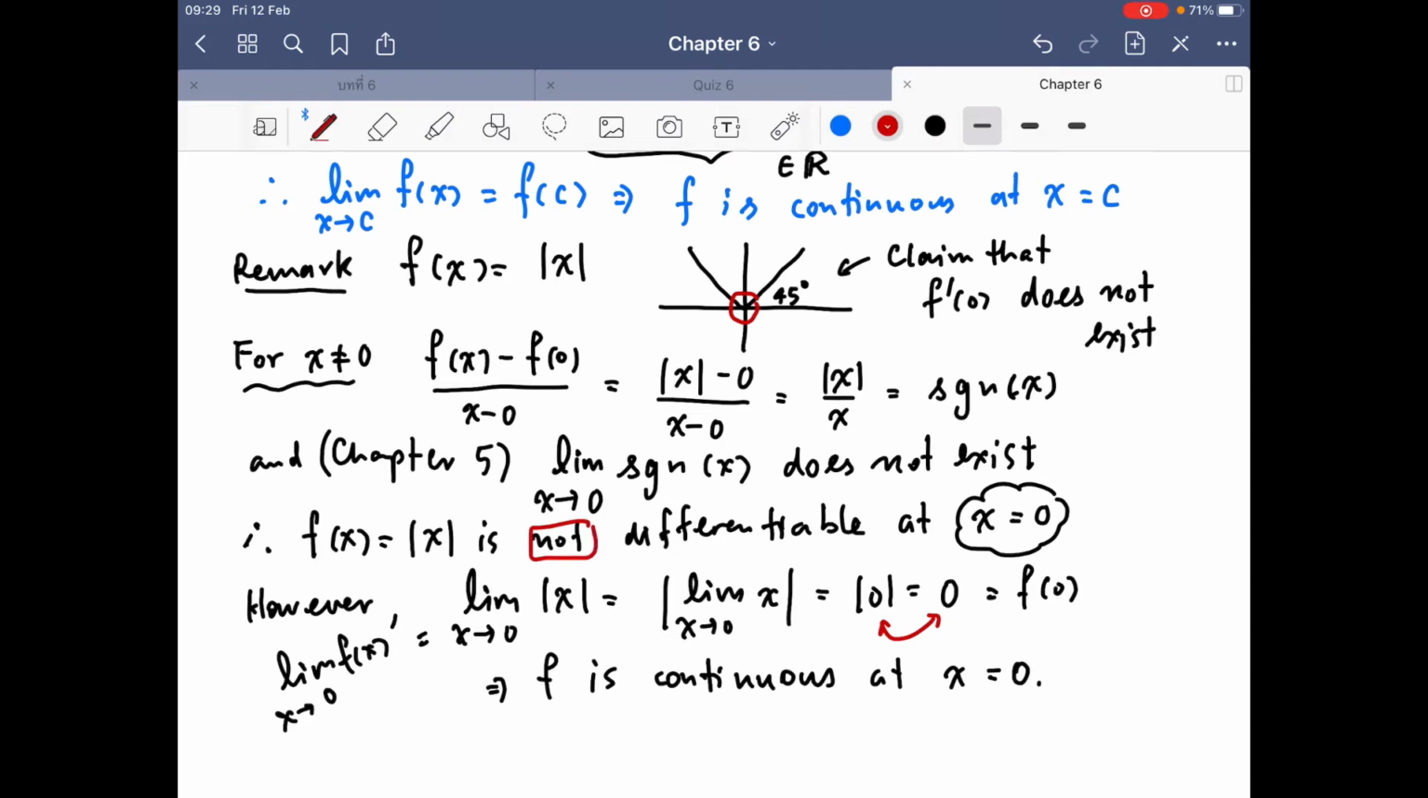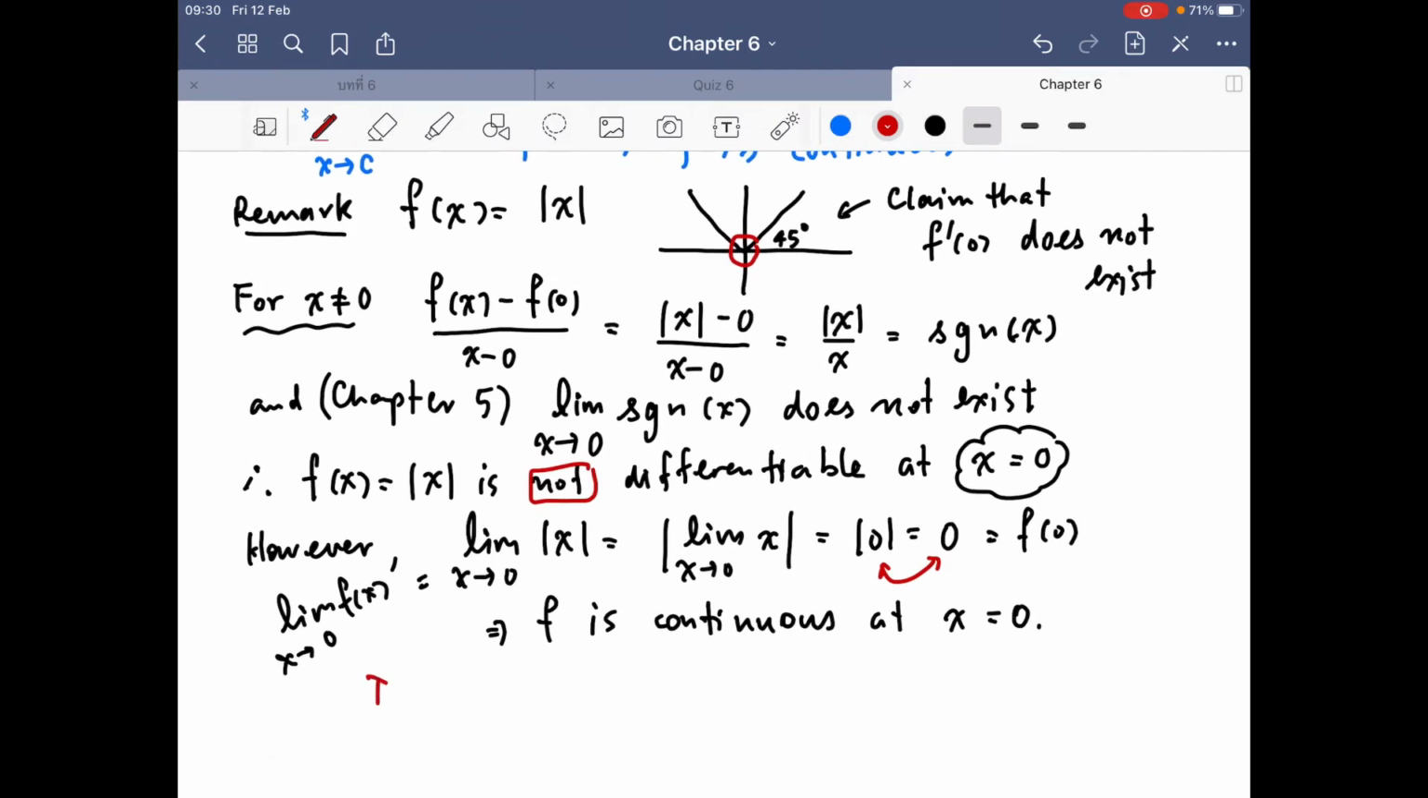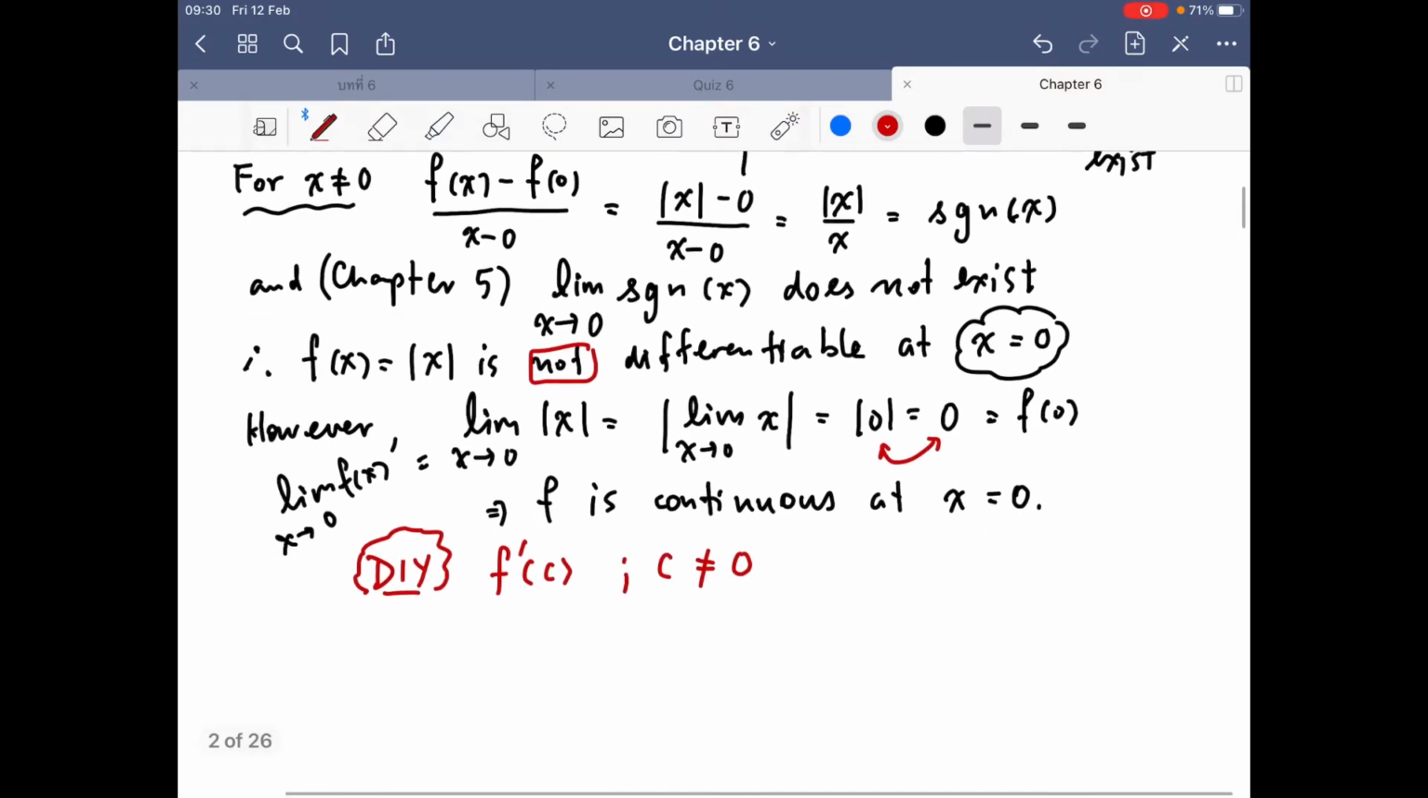However, if your function is differentiable, we can conclude immediately that your function is continuous at that point. And you may ask yourself, how about the derivative of this function where your point is not 0? Does it exist? And if it exists, then it equals what number? You may ask yourself this and try to do it at home.